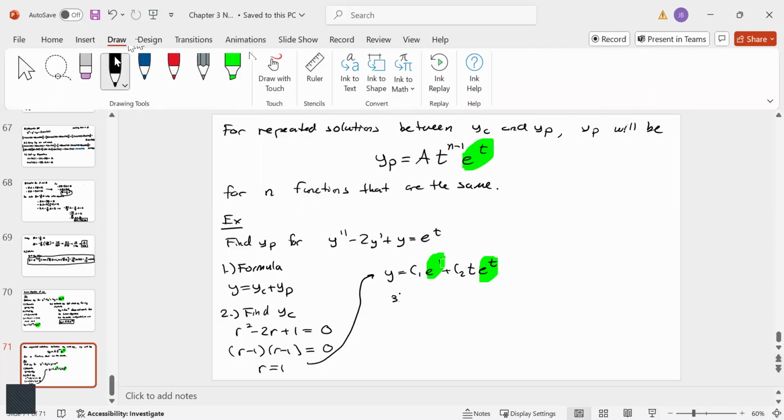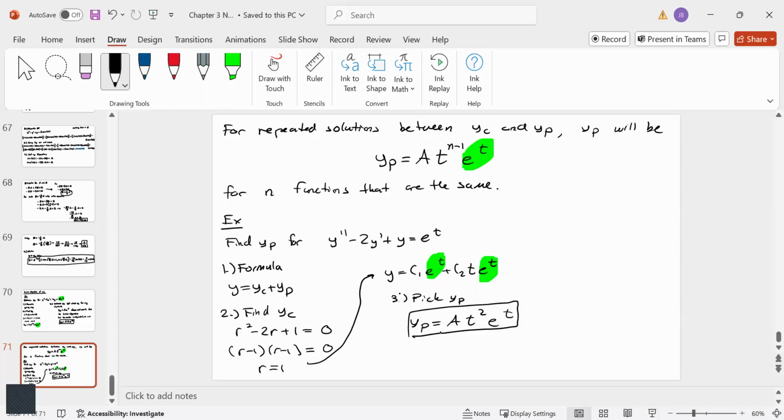So then step 3 is pick yp. So then yp is equal to a t squared e to the t. Another way of thinking about it is if you have the largest degree in your complementary solution, like if you had a t squared, always go one higher. You can always go one higher, and that usually works. I've never seen it not work, but you never know. So that's always a good strategy as well.